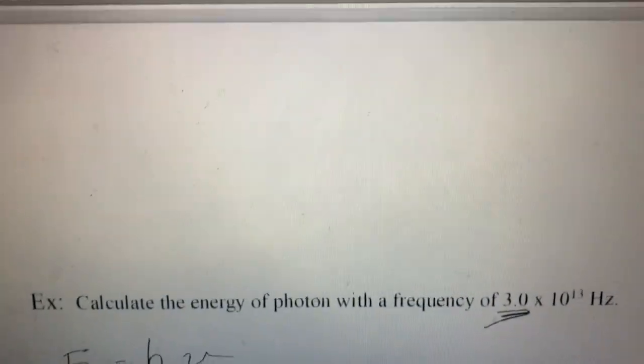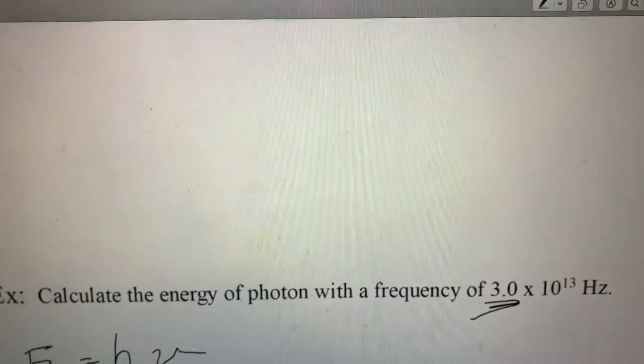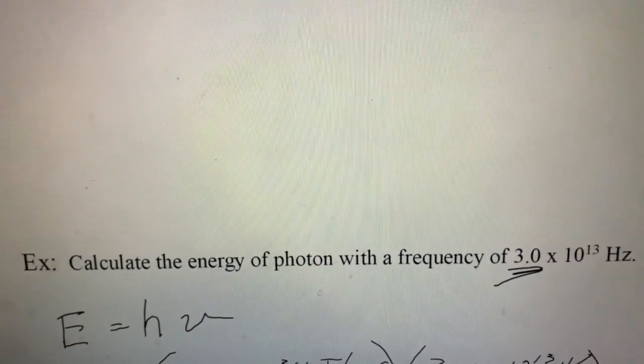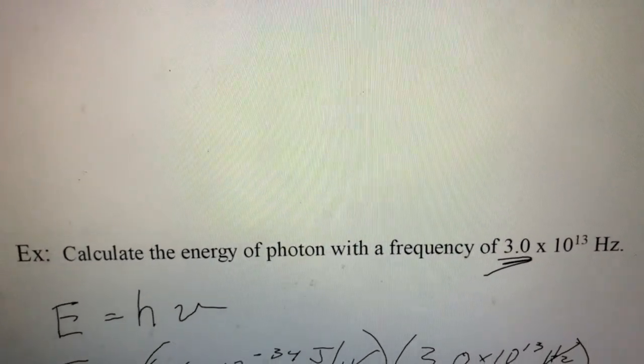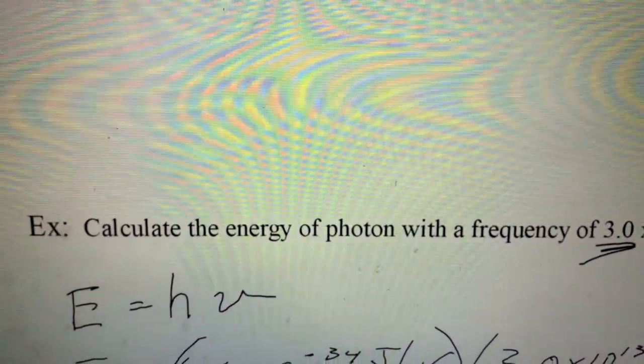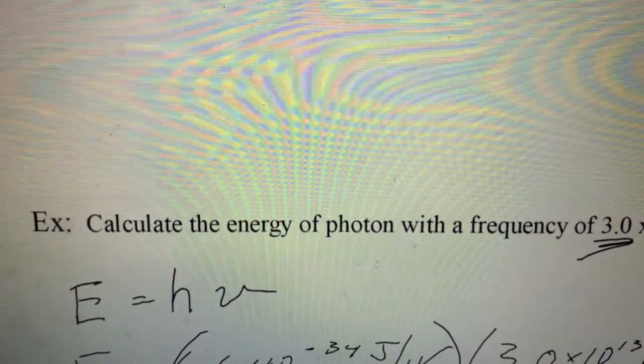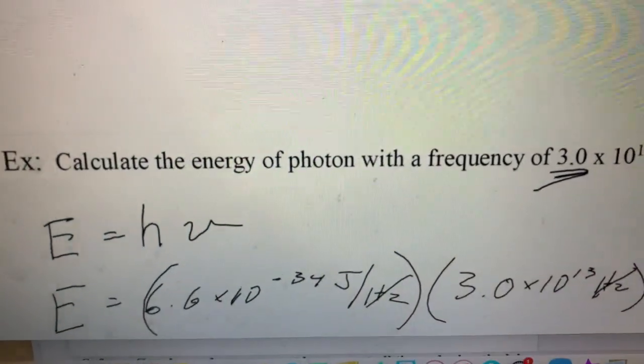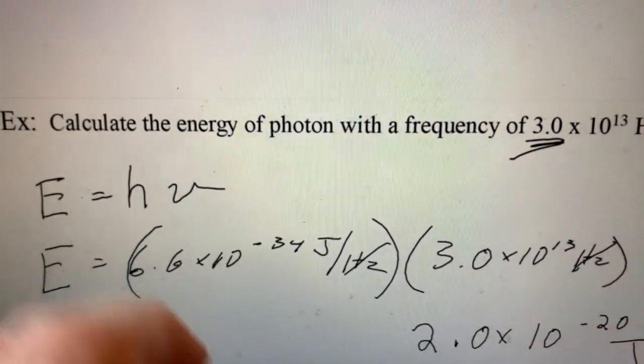Okay, so let's look at, here we go. Calculate the energy of a photon, which just means a wave, a packet of energy, with a frequency of 3 times 10 to the 13th. So there's my Planck's equation. E is equal to Planck's constant times frequency. I'm going to go ahead and plug those numbers in.